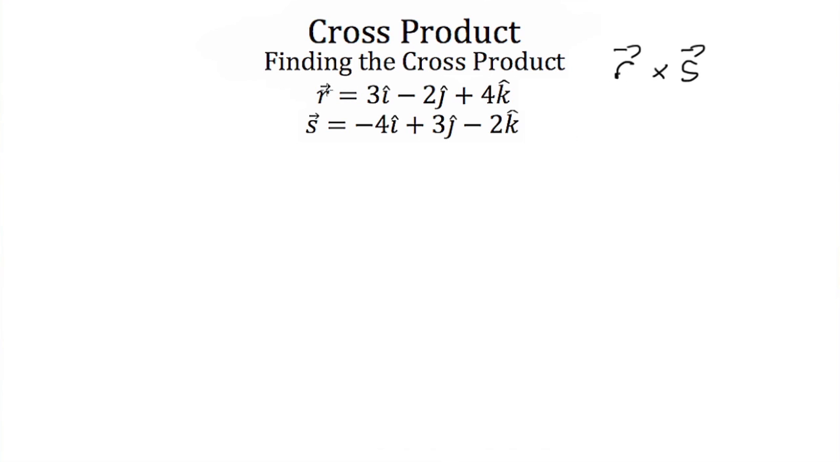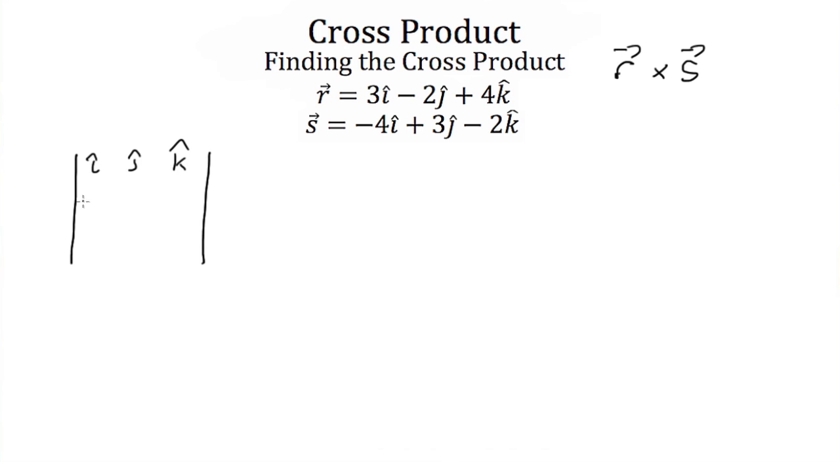Now, to find the cross product of these two vectors, r and s, you create a matrix. In the first row of your matrix, you put the three different directions: the i hat, the j hat, and the k hat. You can think of these as the unit vector in the x direction, the unit vector in the y direction, and the unit vector in the z direction.